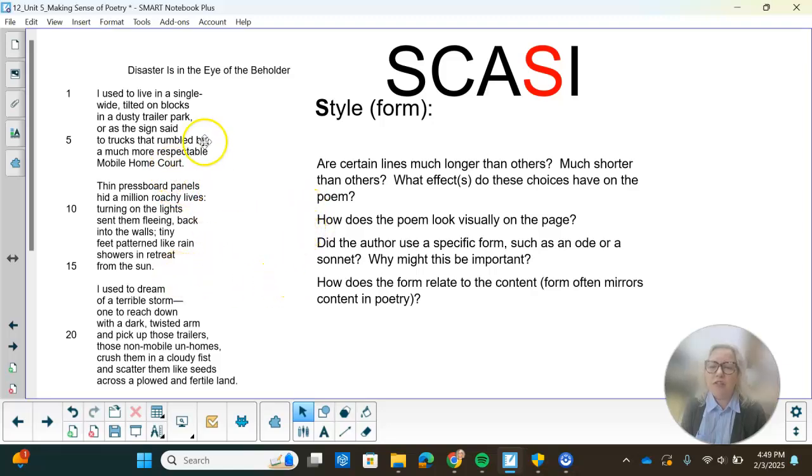How does the poem look visually on the page? Well, it looks similar. Maybe the one thing you notice is that the last stanza increases a little bit each line. It gets a little bit longer until we end the poem with line 24, the longest line of the poem. Did the author use a specific form, like an ode or a sonnet? Nah, not really. How does the form relate to content? Form often mirrors content.